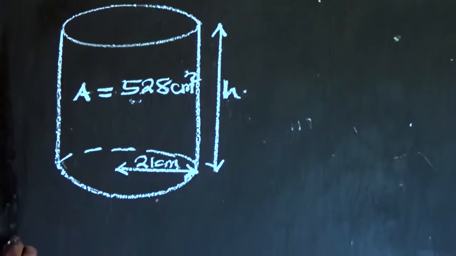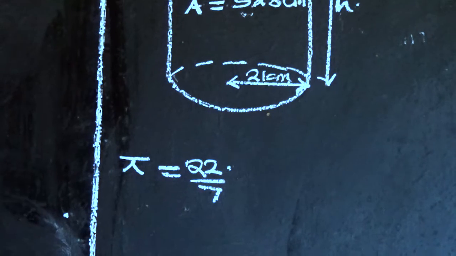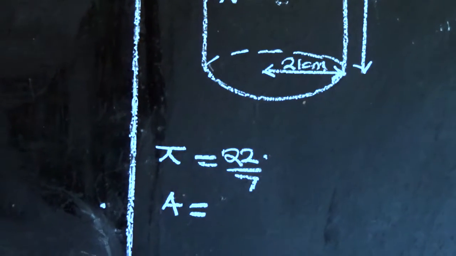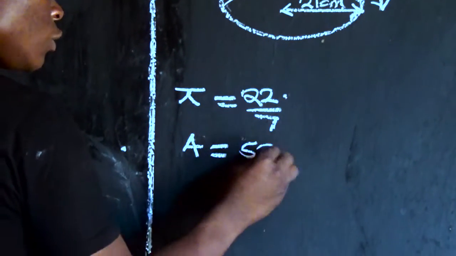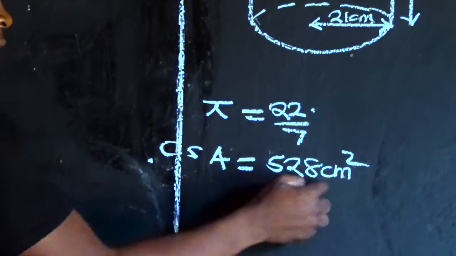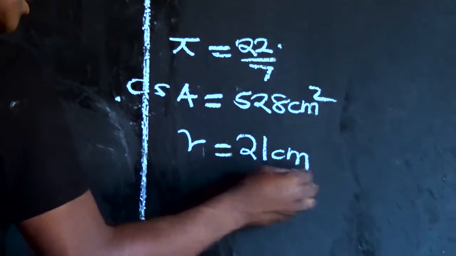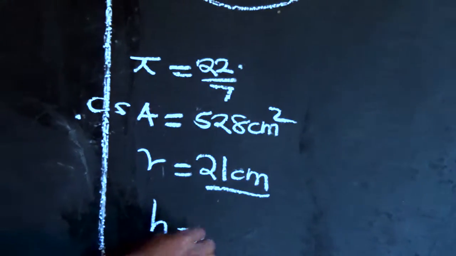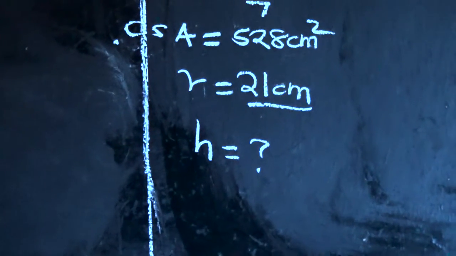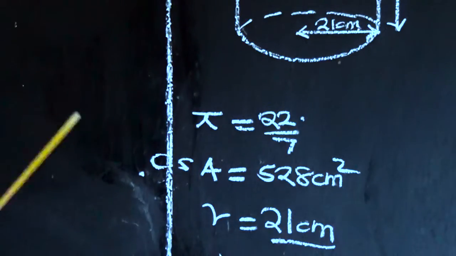Okay? So our data is, we have been told to take pi as what? 22/7, that's the pi. Then the area is 528 centimeters squared. That is our curved surface area. Then the radius we have been given to be 21 centimeters. Then we want the height. Are we together? So in this case, we are going to apply the formula for finding the curved surface area of a cylinder, since they're talking about curved surface area.